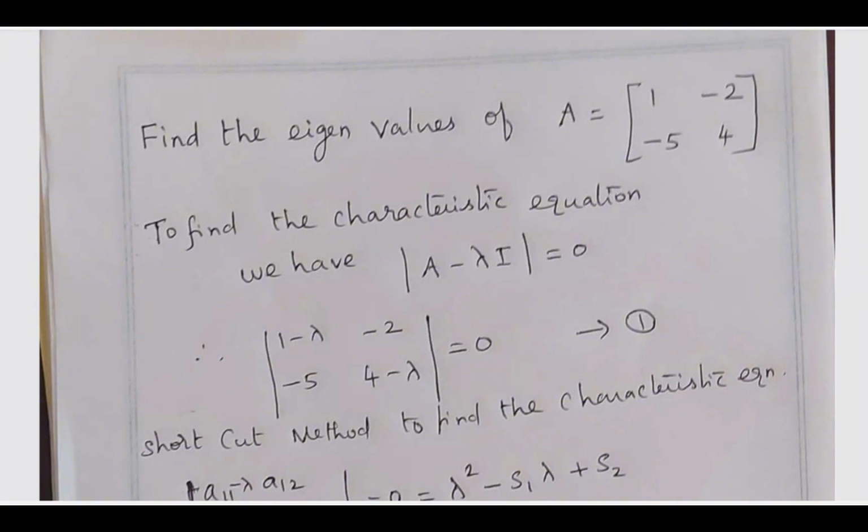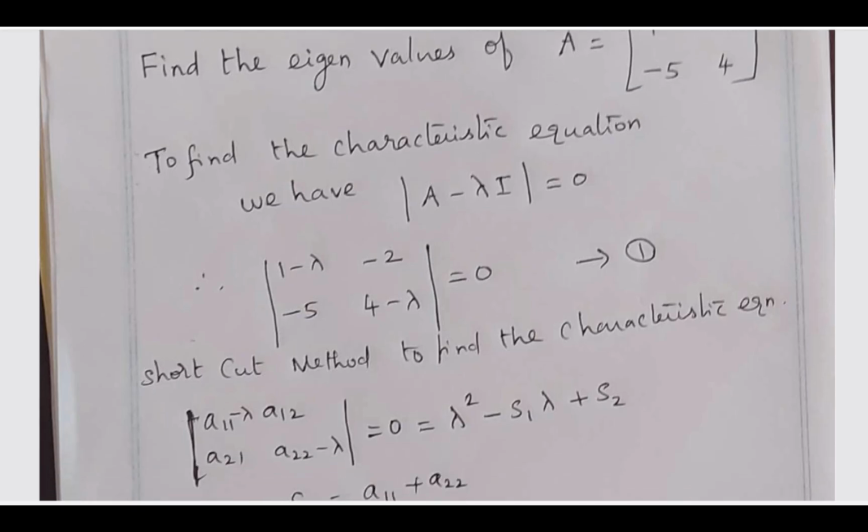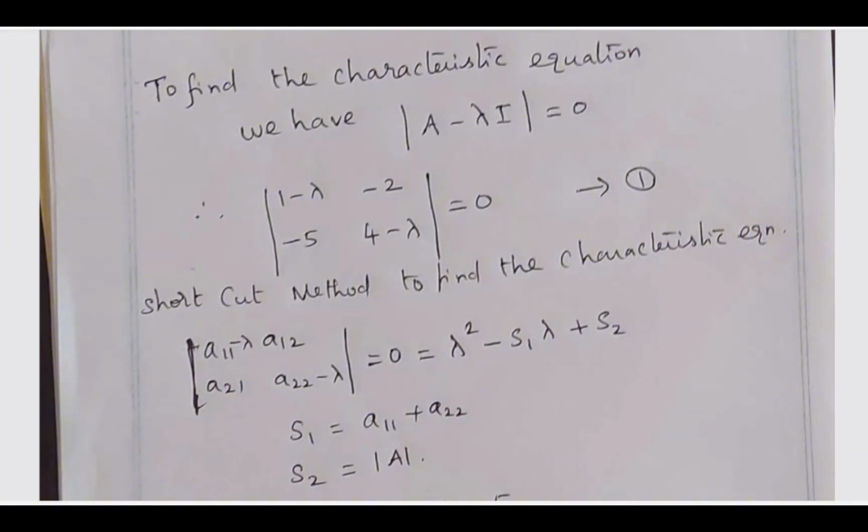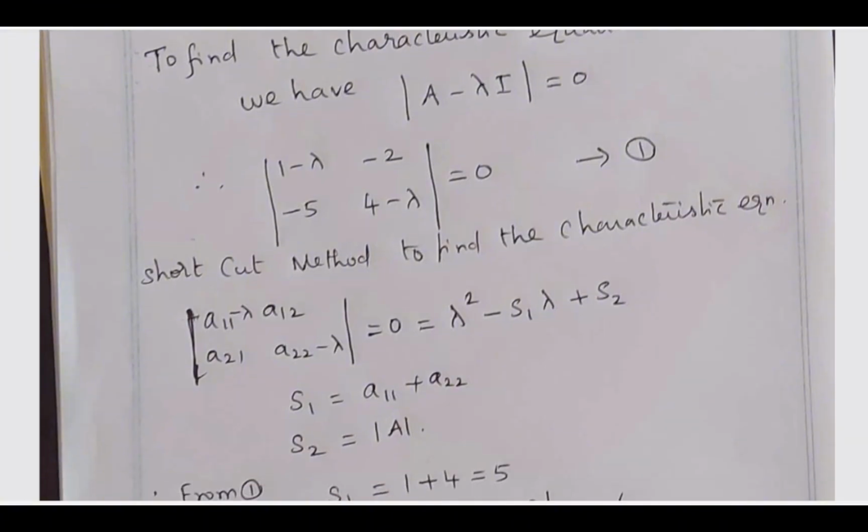The procedure for finding the characteristic equation is determinant of A minus lambda I equal to 0. So in the leading diagonal, we have to subtract lambda, then it is equal to 0. We need to expand this determinant. For that, I am going to teach you how to find the characteristic equation by using a shortcut method.